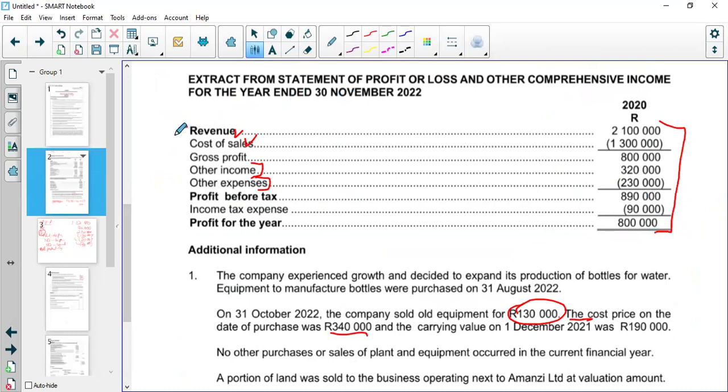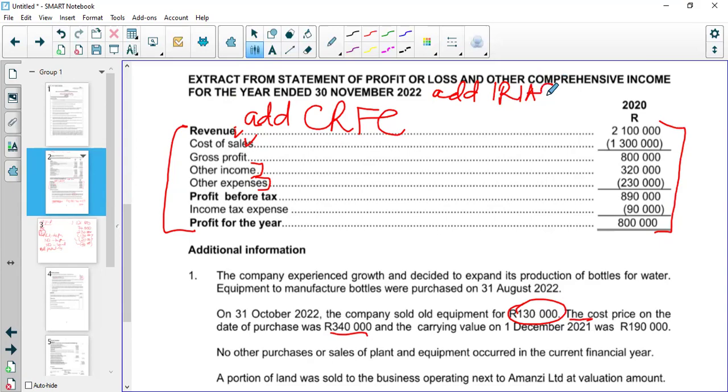Right? So which means that when you deal with the income statement, you also need to add, when determining your cash receipts from customers, remember that formula I gave you. I didn't tell you that you must add income received in advance during the current year, and you must deduct income received in advance during last year, right?